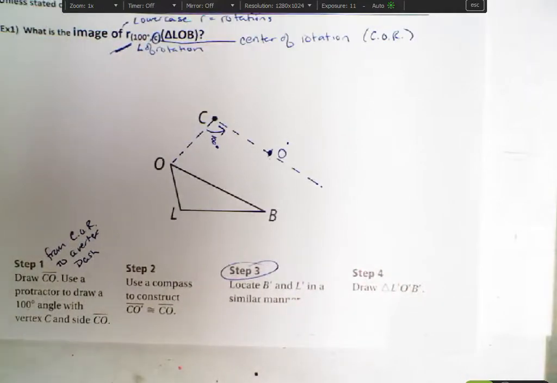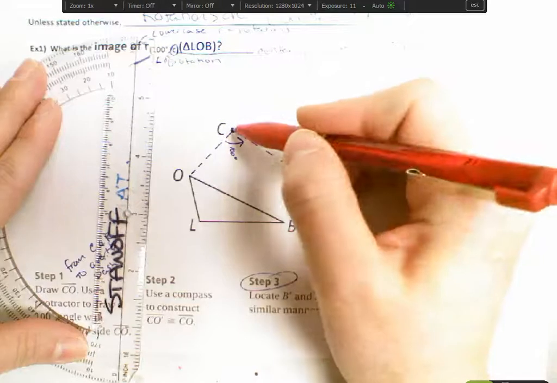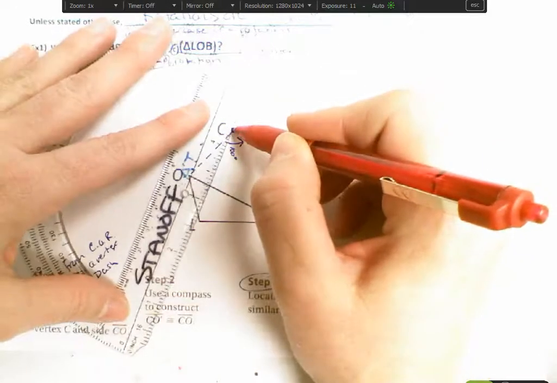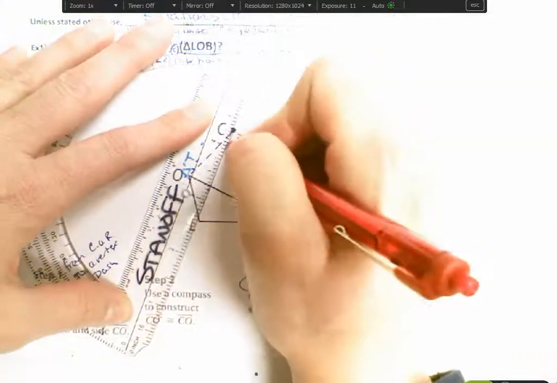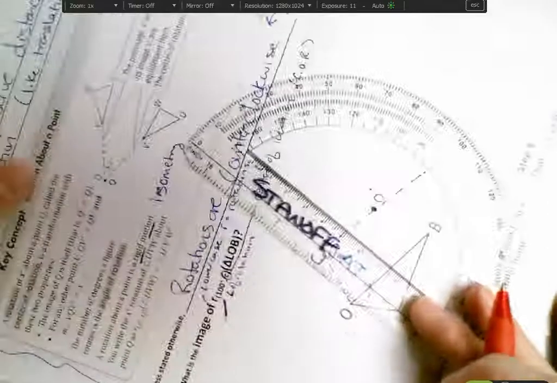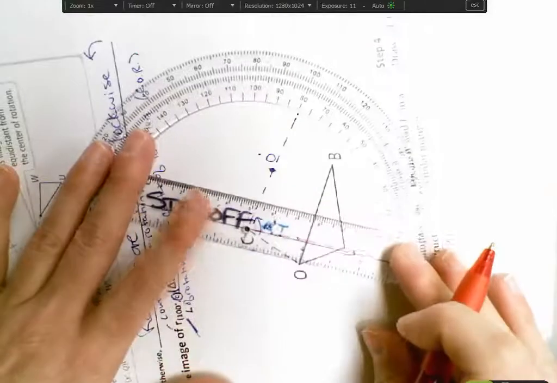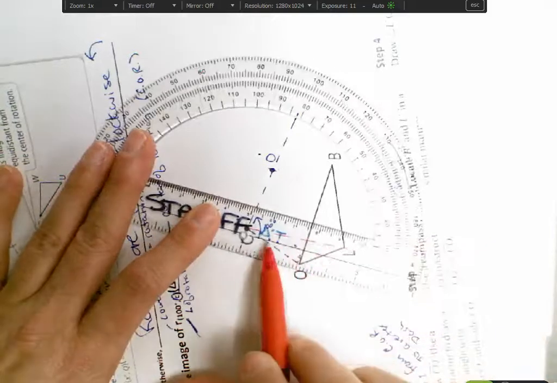I'm going to switch colors, and we're going to do L. I take from the point of rotation to the vertex that I'm trying to rotate, and I draw in my dash. From that point on the right side, that means I need to rotate my paper so that I can line up my dash line with this line right here on my protractor.